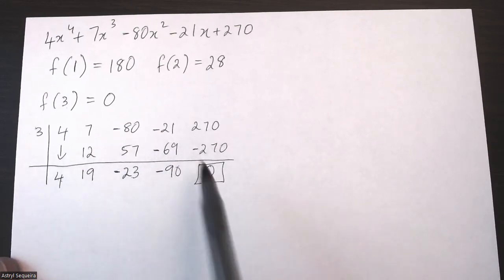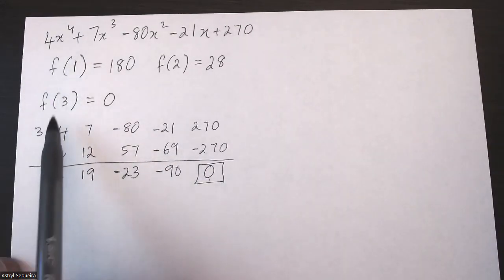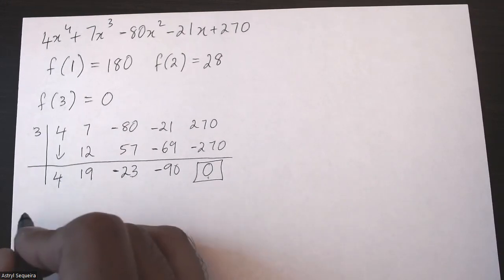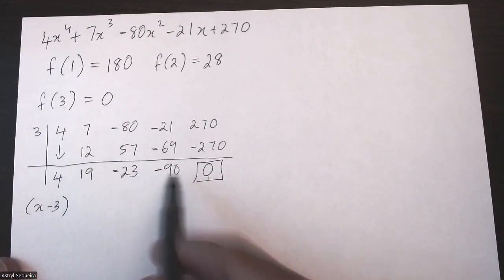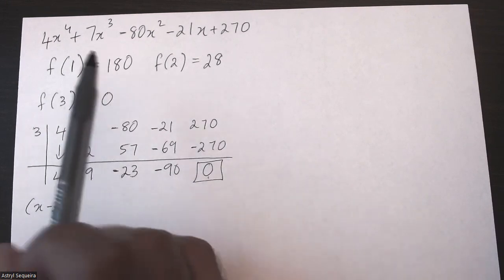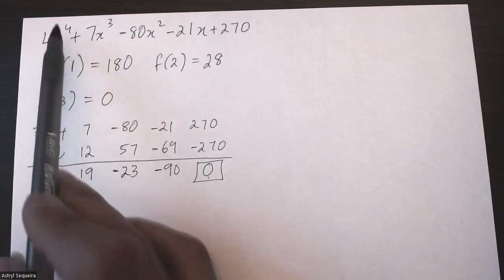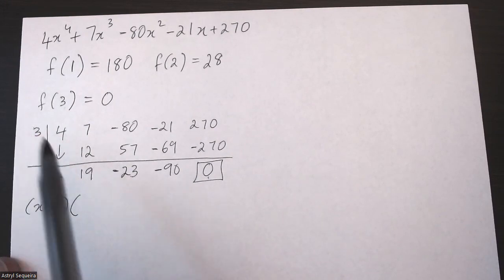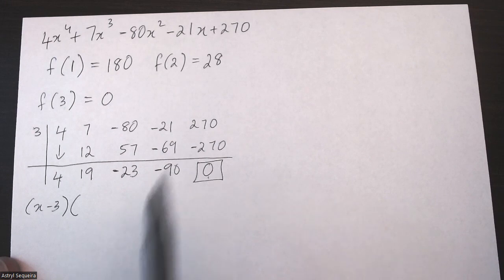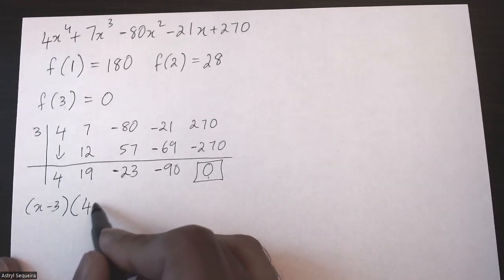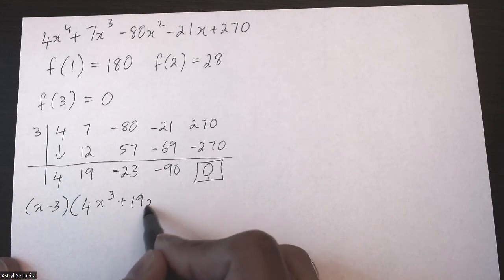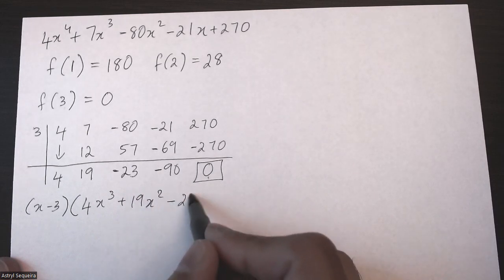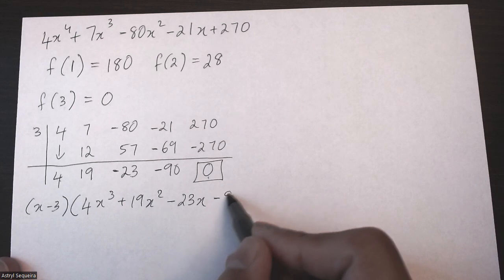So now let's write this in partially factored form. I know that my first factor is x minus 3. And then these are the coefficients of my next equation here. If I have a quartic equation and I factor it one time by synthetic division, this will turn into a cubic equation, and these are all my coefficients. This is going to be 4x cubed plus 19x squared minus 23x minus 90.